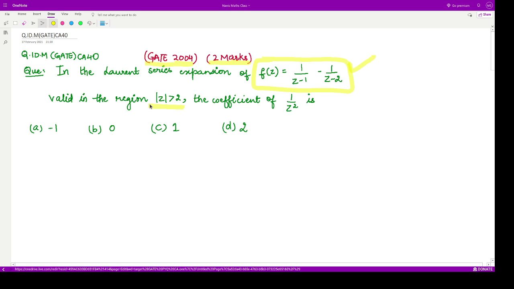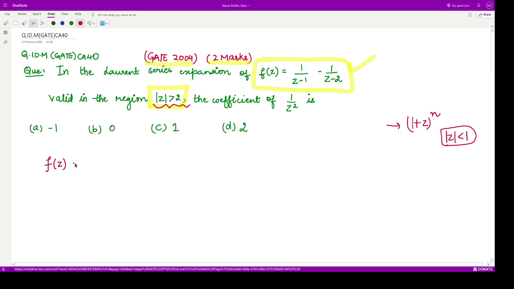So here one should note that we are given this region modulus of z strictly greater than 2. So in order to find the Laurent series expansion, you should have terms like 1 plus z raised to power n type, so that we can apply the binomial expansion onto this. The condition here should be that the modulus of z is less than 1. For that, we will make use of the given region. So let us see how we can solve this question.